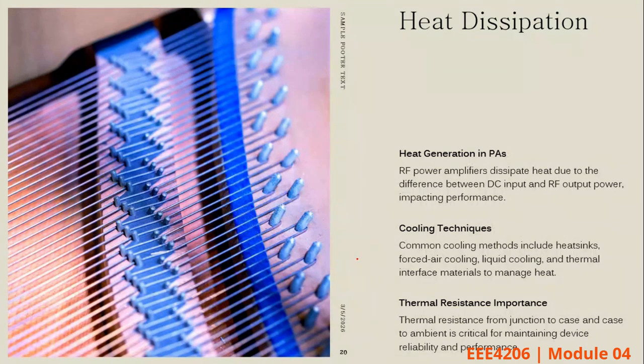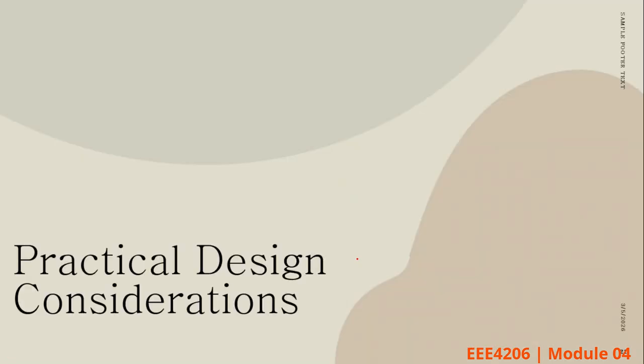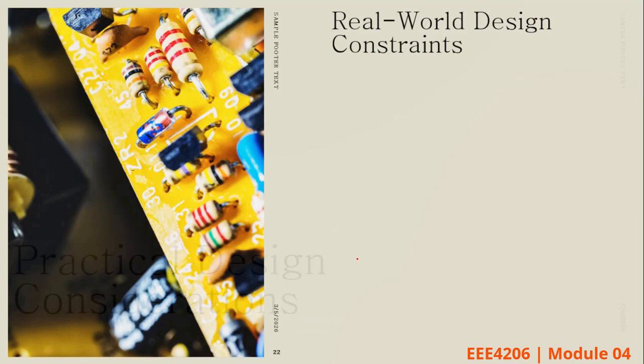So another important parameter is what you call thermal resistance. And this is very, very important. It describes how easily heat flows from the transistor junction to the surrounding environment. And proper thermal design is essential for ensuring long-term reliability. Okay? And it is also very critical for maintaining device reliability and performance.